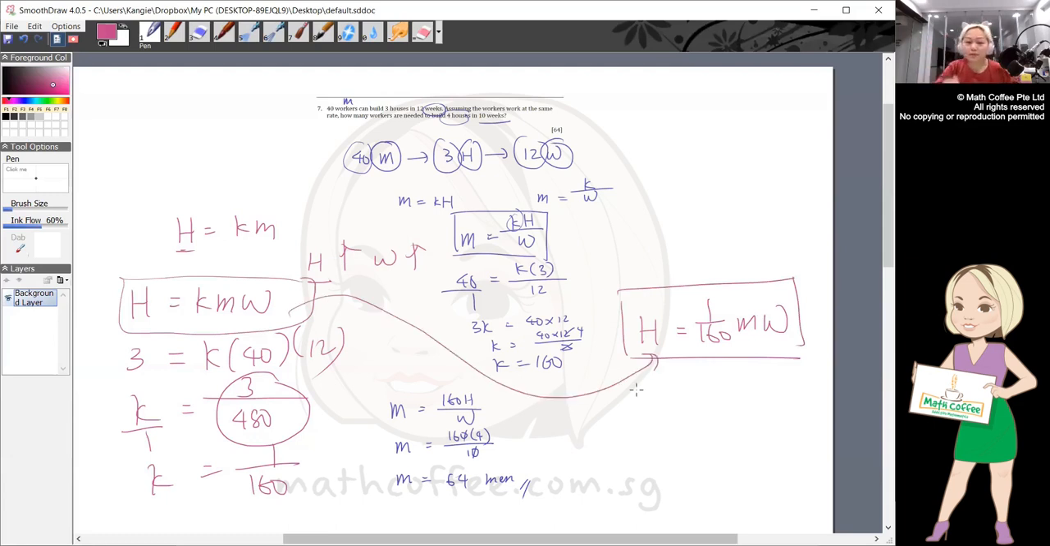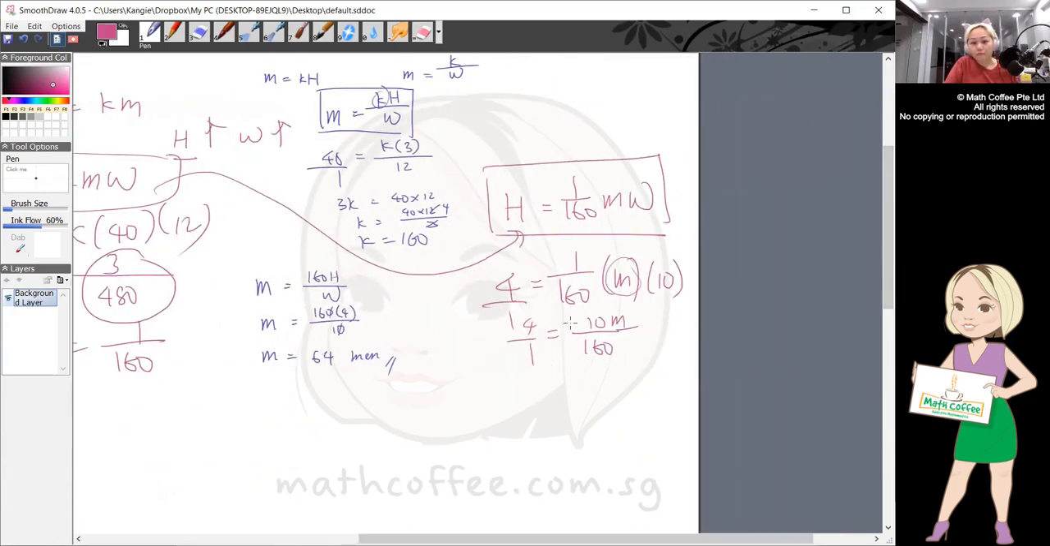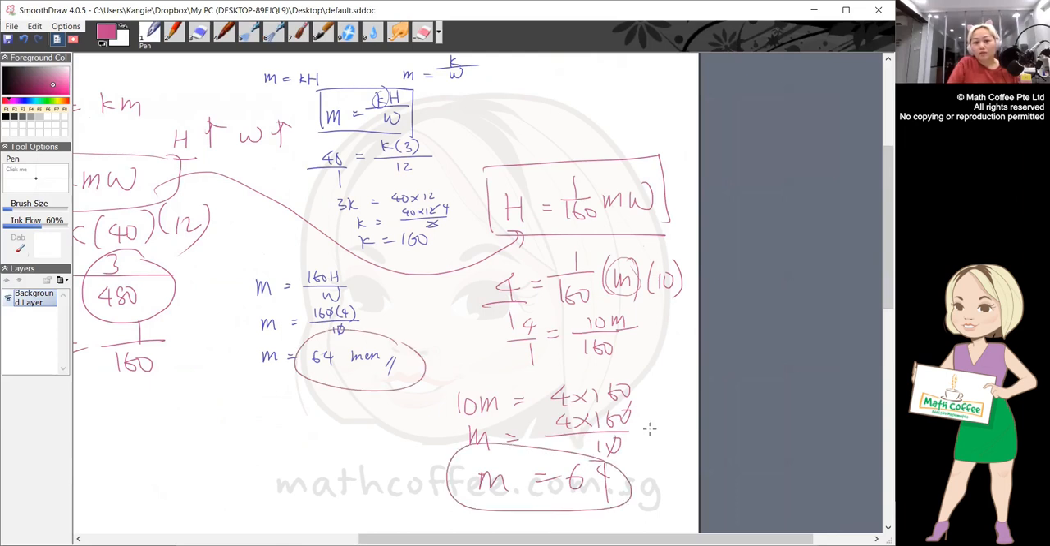So now let's try out. I pray hard. Okay, so let's sub in 4 for H. And my M is unknown. My weeks is 10, so I have 10 over 160. The M goes to the top, so it's like that. Cross multiply. 10M is equals to 4 times 160. M is equals to 4 times 160 over 10. Cancel, cancel. M is equals to 64. Ta-da! You see?